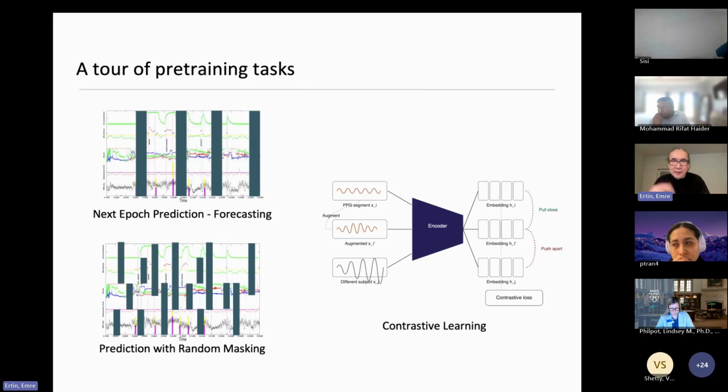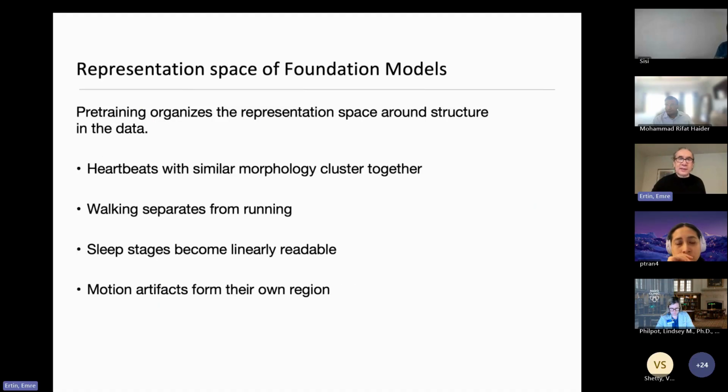But the key point is, maybe the details are not that important. None of these require anything but the signal. We could train these models with just using the signal. As long as we have a large corpus of data, we are able to train these encoders or the foundational models. So pre-training at the end achieves this, right? So it creates a representation space around the structure it observes in the data.